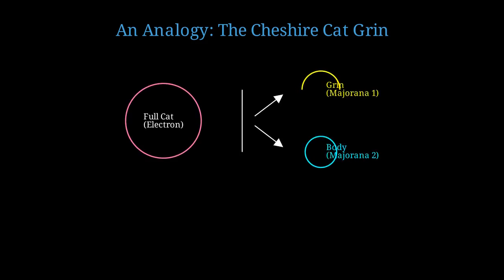Think of the Cheshire Cat from Alice in Wonderland. A regular electron is like the full Cheshire Cat. A Majorana mode is like the cat's grin separated from its body. Each piece, the grin and the body, exists independently at different locations. Together they make up the cat, but separately they're incomplete. That's what it means to split a fermion in half.